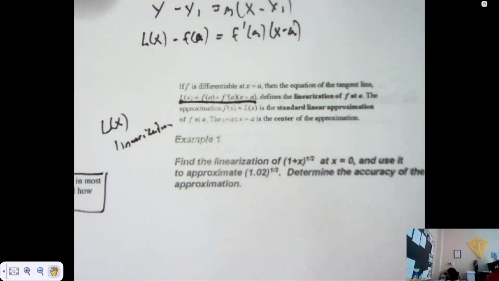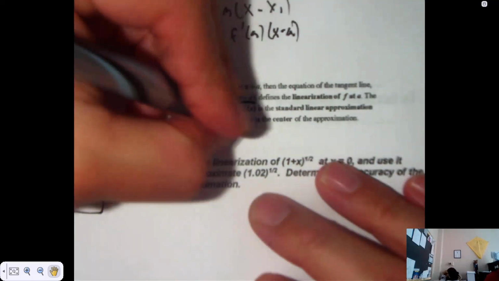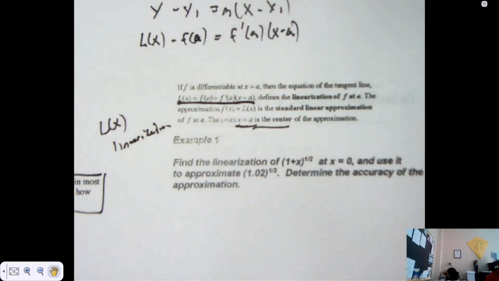F of a is what you get when you plug a value in. F prime of a is the slope at that value. Let's see here. This is kind of a big deal. This point x equals a is the center of the approximation.